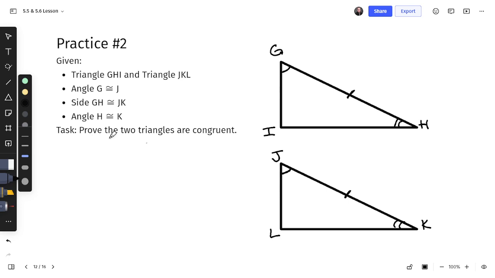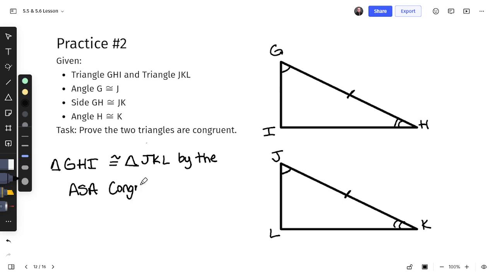So we want to prove the two triangles are congruent. Well, we have an angle, a side, and an angle. And the side, since it is included between those two angles, allows us to prove that triangle GHI is congruent to triangle JKL by the angle, side, angle. Again, angle, side, angle congruence theorem.